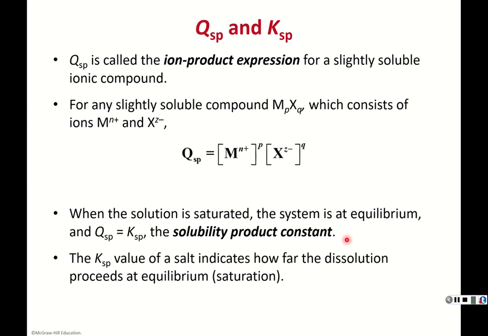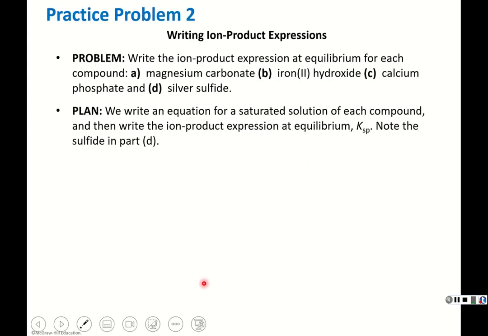And thus the KSP value of a salt indicates how far the dissociation proceeds at equilibrium. So how much of this can dissolve in water? That's what the KSP tells you. So the larger the KSP, the more of that salt can be dissolved in water. So let's try a problem writing these.